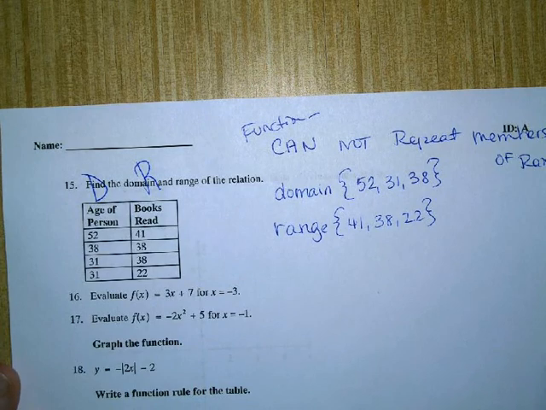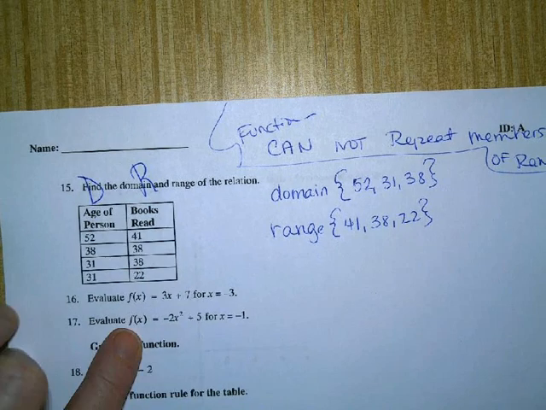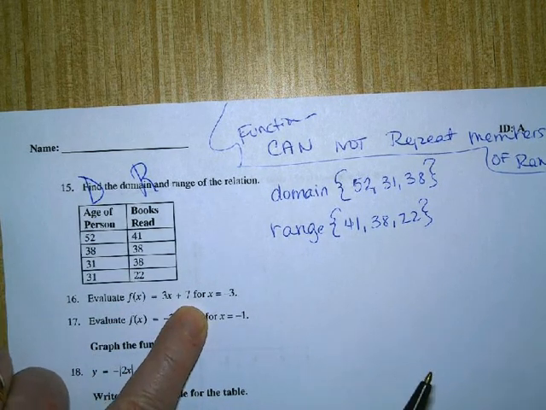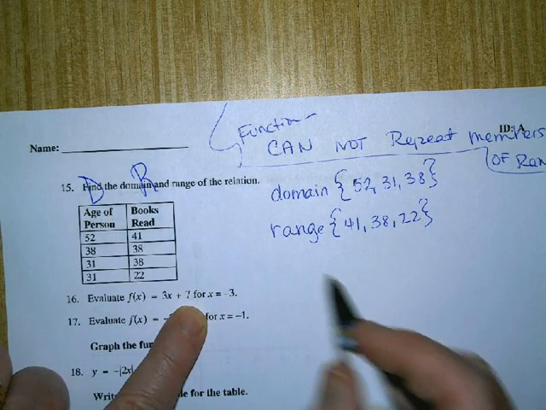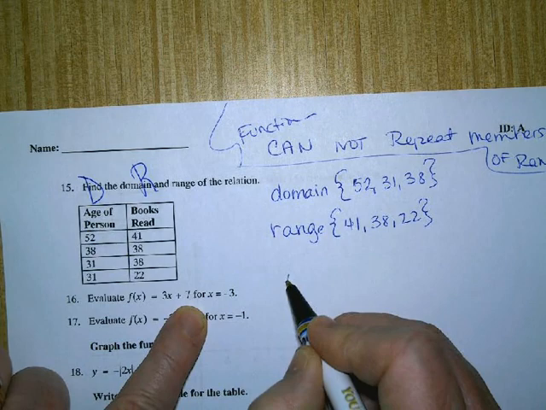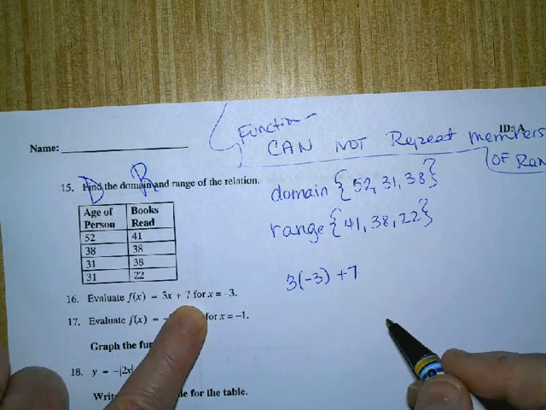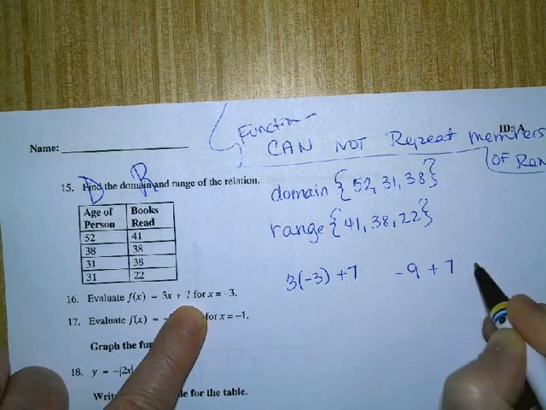Evaluate f of x equals 3x plus 7 for x equals negative 3. What do we do to work this problem? Okay, so this is 3 times negative 3 plus 7, which gives me negative 9 plus 7, which is negative 2. Can we just put that in our calculator? Okay, what about the next one?